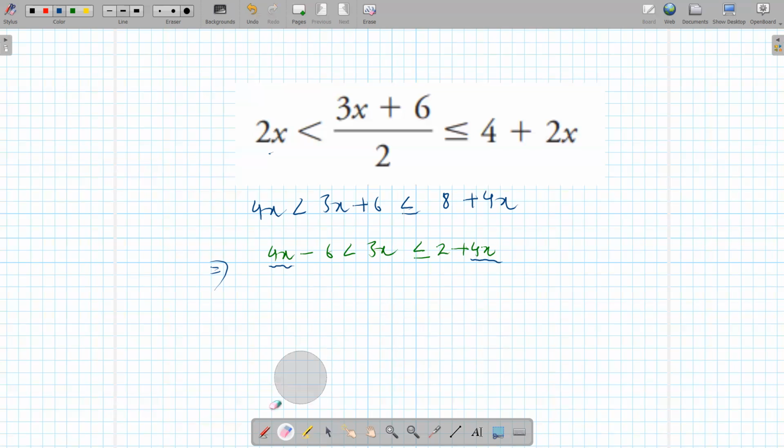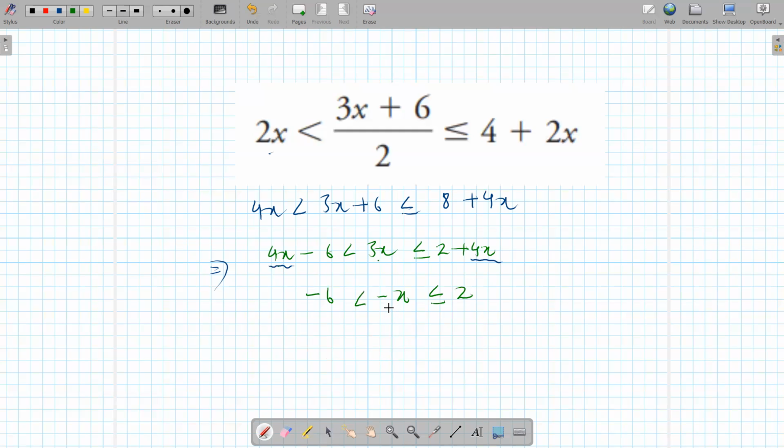Divide by 4? Divide by 4 doesn't cancel out. Subtract 4x from all three sides. We only want x in the middle, right? So we need to get rid of the 4x here, 4x here, subtract 4x from all three sides. So you get negative 6, negative x, and then 2. There we go.